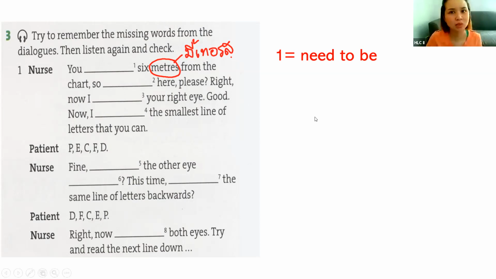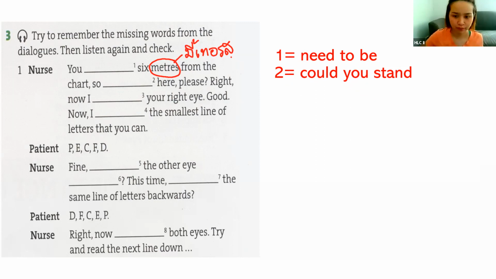Okay, number 2. Could you stand here please? When you use could, it means the same thing as can, but it's more polite. Can you stand is fine, but if you want to sound super polite you can say could you. And again, when the sound is linked together, it's not could you, it's like could you. It's not you anymore, it's you.